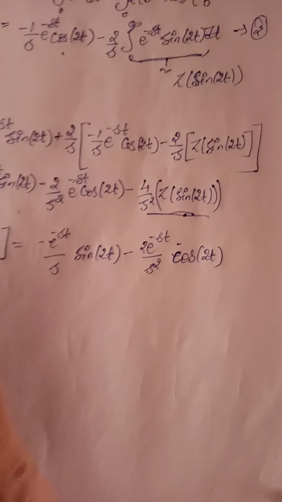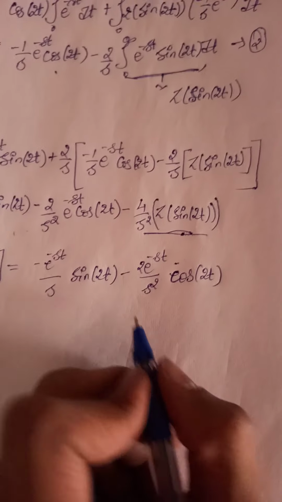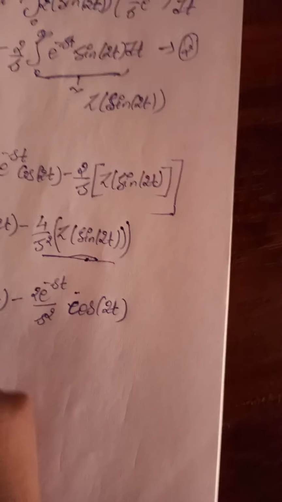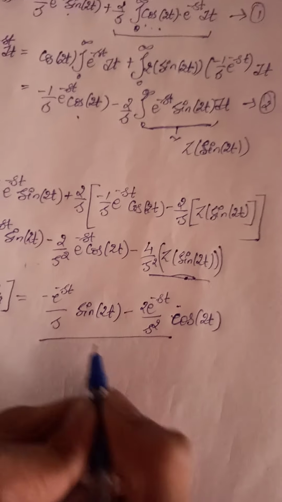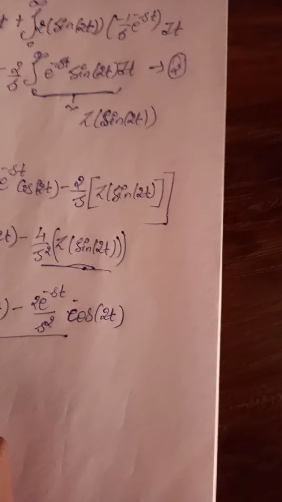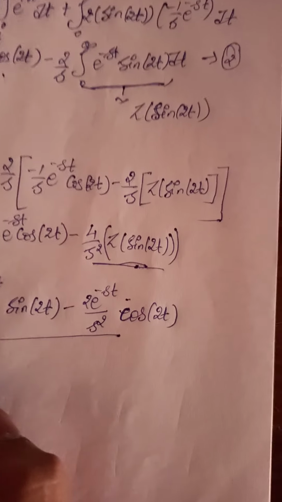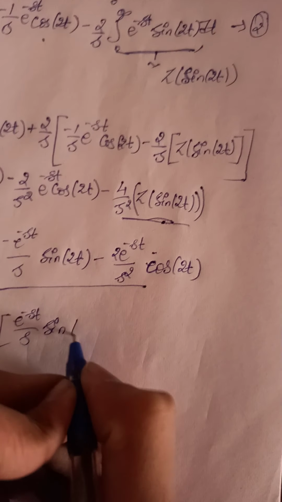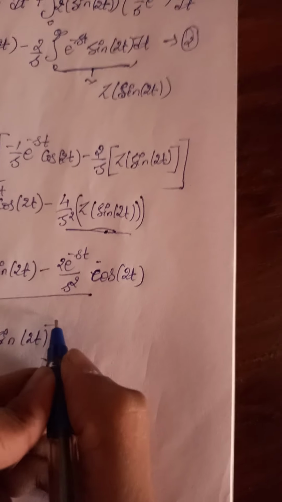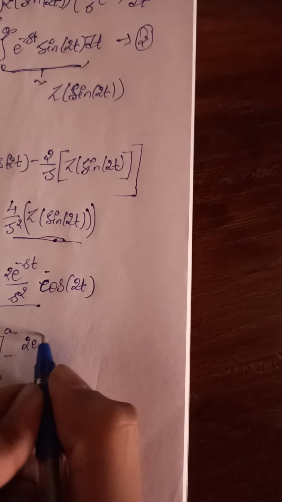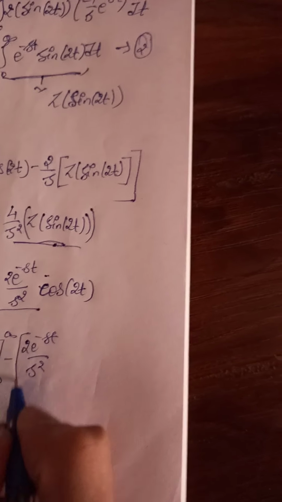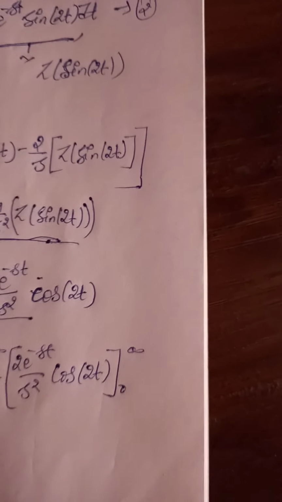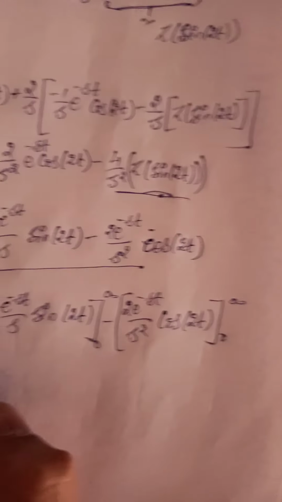Now, we have to apply the limits only to the terms wherein we have the variable t. So we now apply the limits to this. So we get e power minus st by s sine 2t from 0 to infinity, minus 2 e power minus st by s square cos 2t from 0 to infinity, taking 1 by s outside.